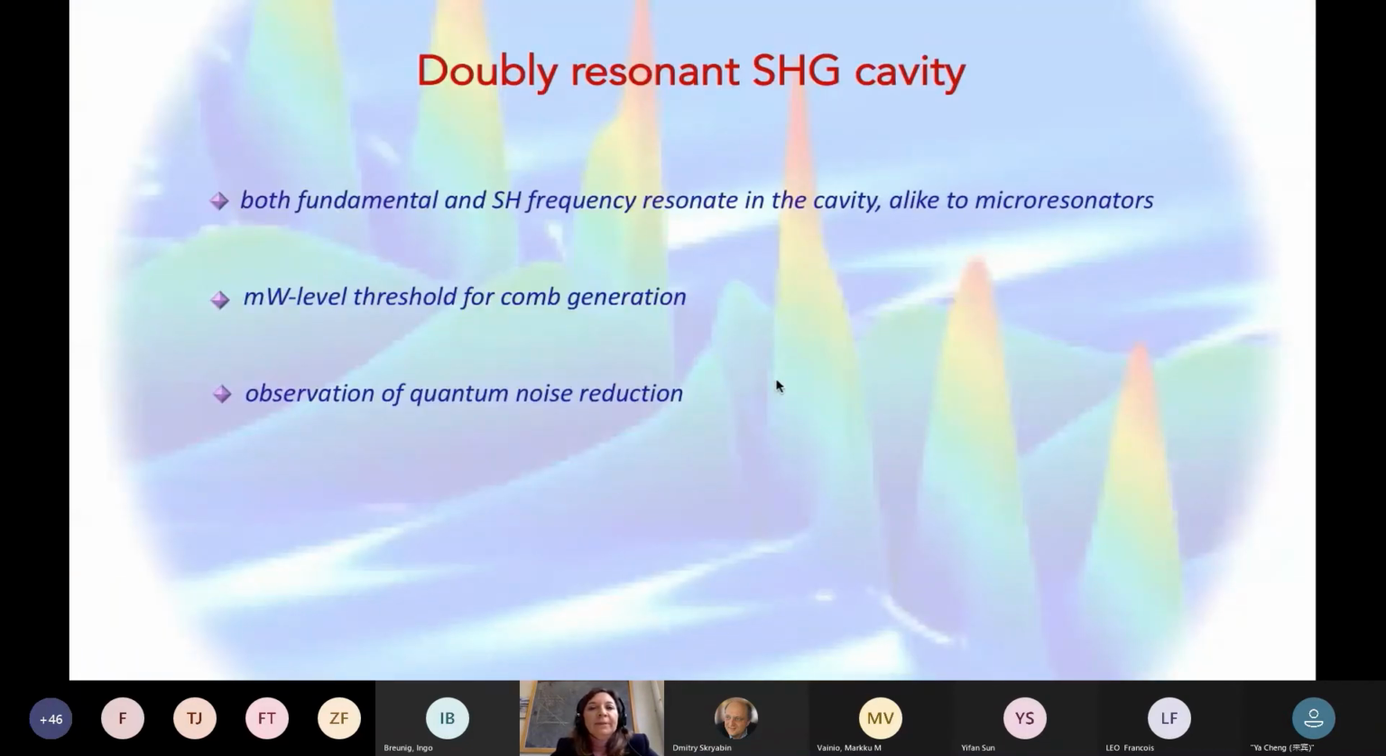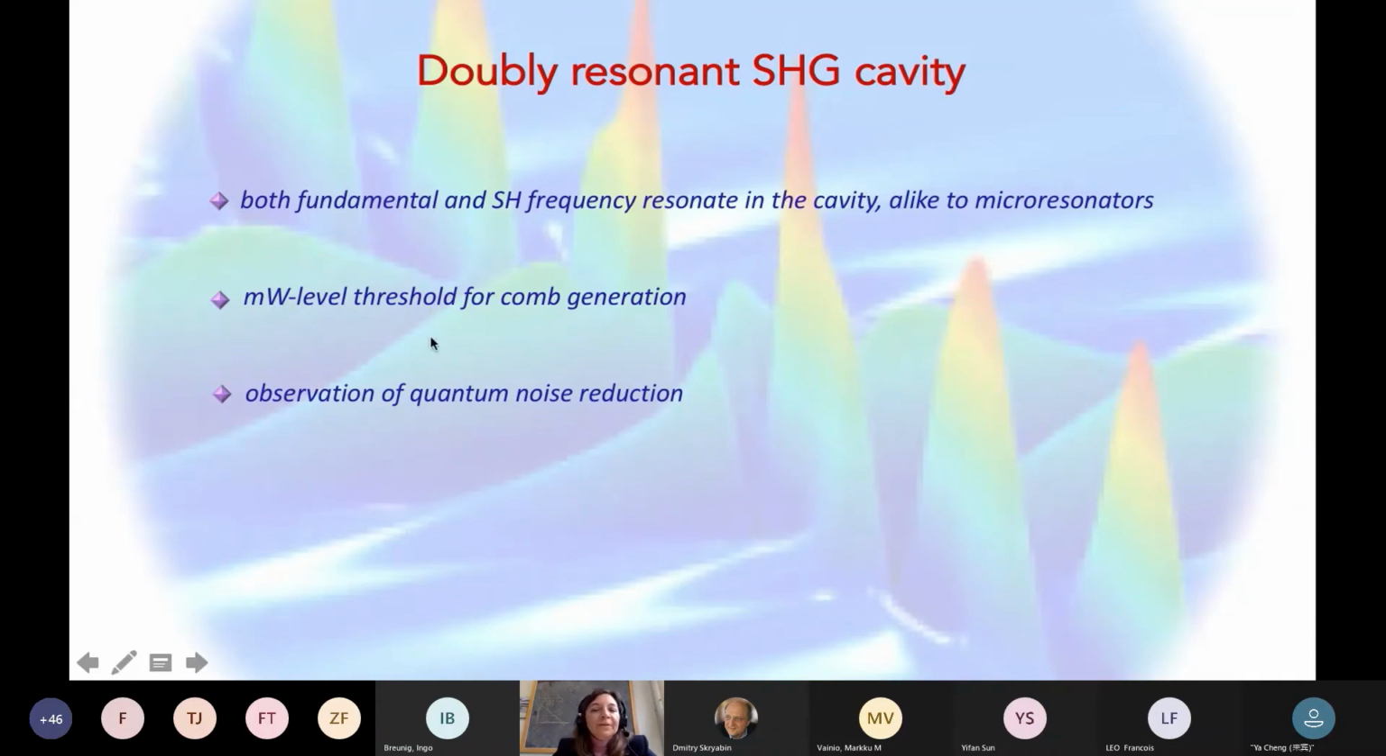So in this last part of my talk, I would like to show you our latest results about frequency comb generation in another chi-2 process, which is intracavity second harmonic generation, but this time we are dealing with a doubly resonant system. So the previous systems were based on systems in which only one frequency could resonate, the fundamental in the second harmonic generation, or the subharmonic signal and idler in the degenerate OPO. Now we wanted to work with a system in which both the fundamental and the second harmonic could resonate simultaneously, and this is much more similar to microresonators.